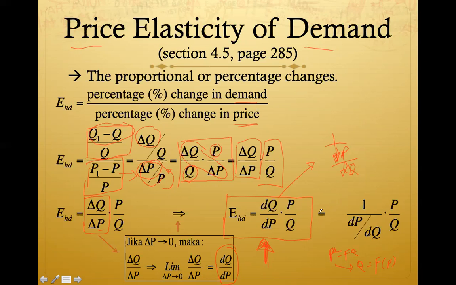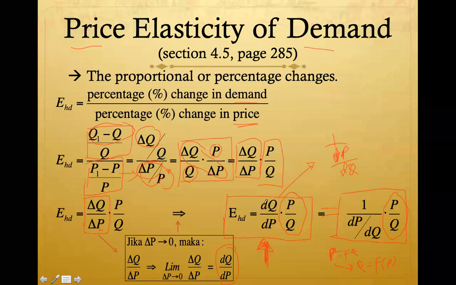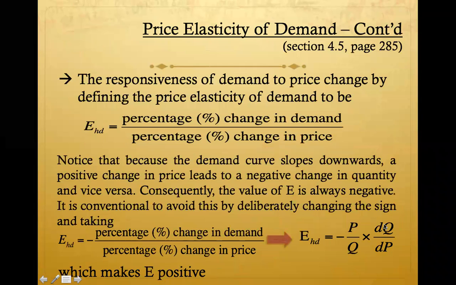Actually, both of these formulas are the same, times p divided by q. The first formula is dq by dp, and in this case it is dp by dq. It depends on the case or the question. We will see it after this.